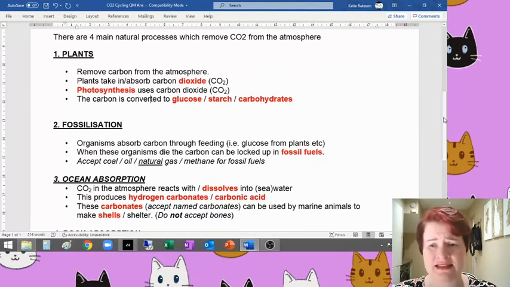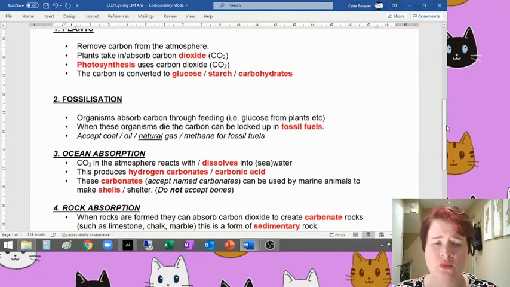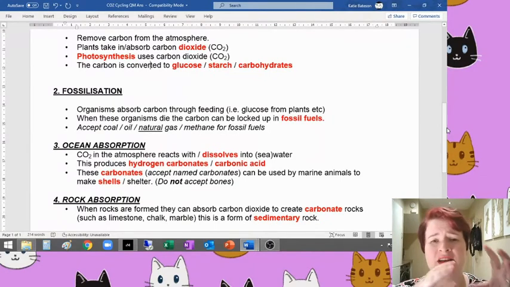The second main process is fossilization. So when the fossils are being formed, the carbon dioxide that the organism has breathed in is stored in the remains of that dead creature.